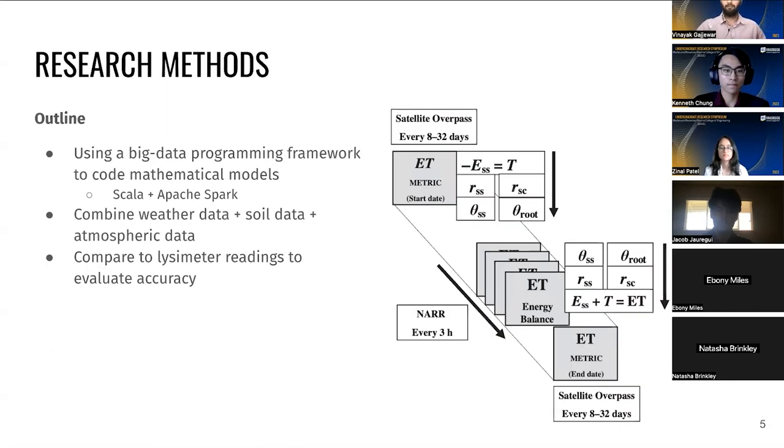And so now I'll move on to an outline of my research methods. I am using a big data programming framework called Apache Spark to code my mathematical models. We're basically combining weather data with soil data and atmospheric data, performing these computations, and then comparing that to actual sensor readings from a sensor called a lysimeter to determine accuracy. A lysimeter is basically just a sensor that determines evapotranspiration. It looks like a big old barrel or bucket that you can place out in the field, and it'll measure evapotranspiration.